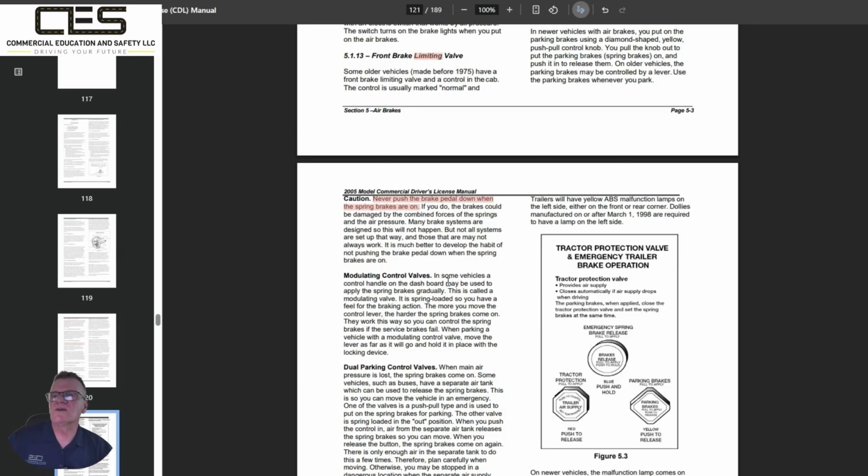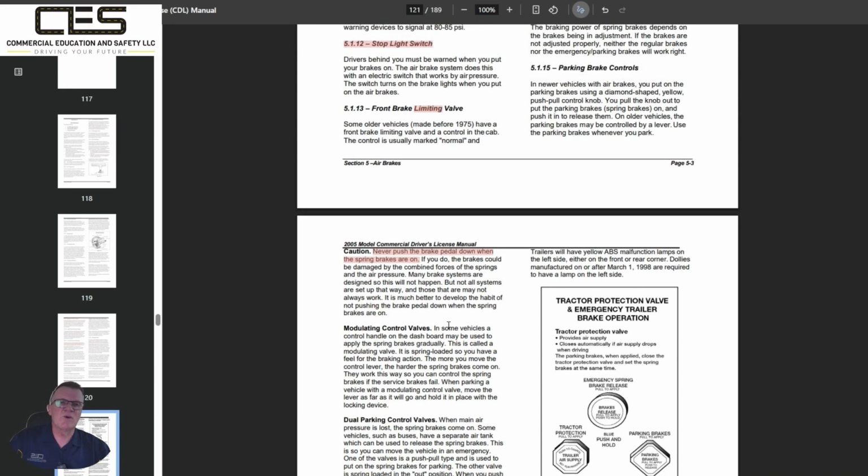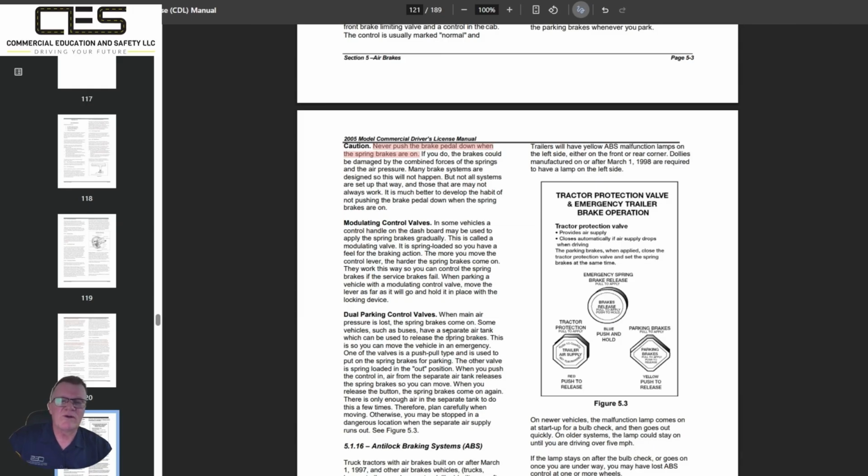I don't know if you'll see it on your test. Maybe they'll ask a question about it because it's in the book, but every state's different. So if you're taking it from a different state and you have a question about modulating valves and limiting valves, let me know. I'll enjoy the feedback, and if we hear it, we'll add it to our curriculum.